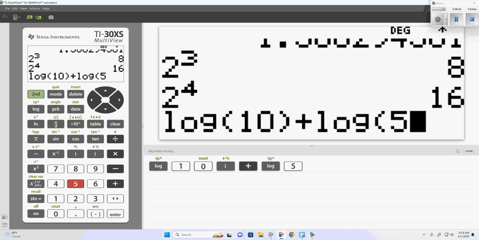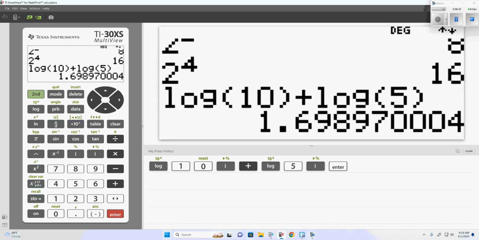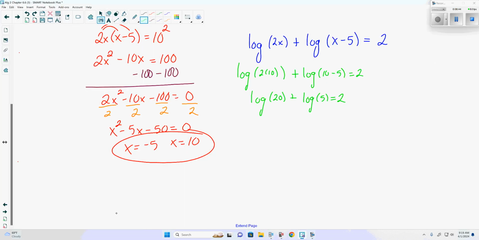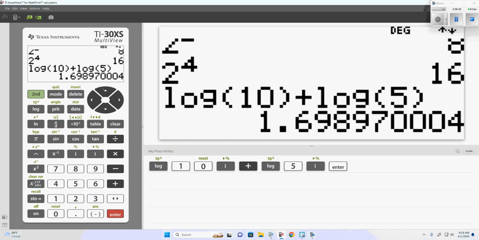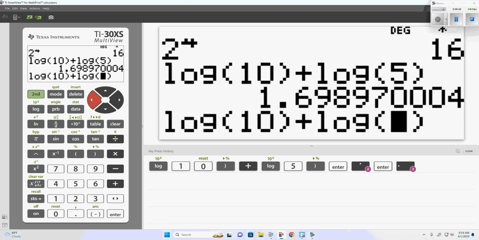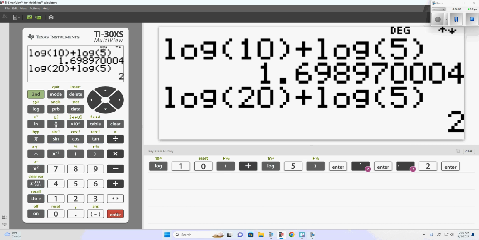And since it is a common log, I could come over here and say log of 10 plus log of 5. Make sure I typed that in right. Probably didn't. Log of 20, not 10. Yeah, that didn't seem quite right. Log of 20 plus log of 5 is indeed 2, which is what we have.